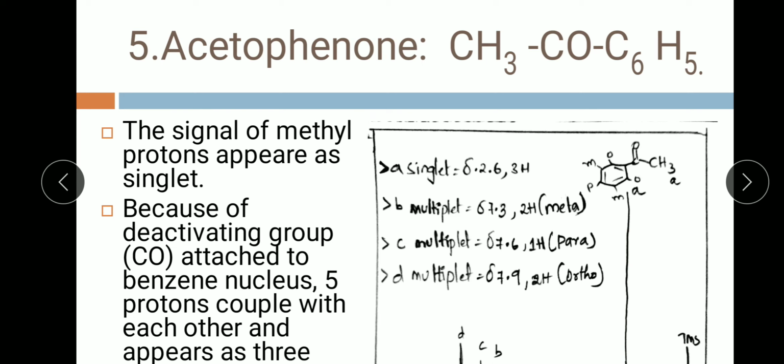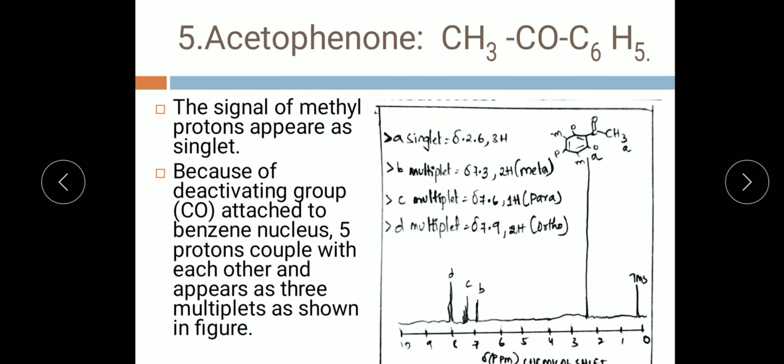Here you will have three different types of protons on the benzene: two ortho protons, two meta protons and one para proton. So they will give the multiplet. Two meta protons give multiplet at 7.3 delta and one para proton gives multiplet at 7.6 delta, and two ortho protons give multiplet at 7.9 delta ppm. This is the spectrum of acetophenone.